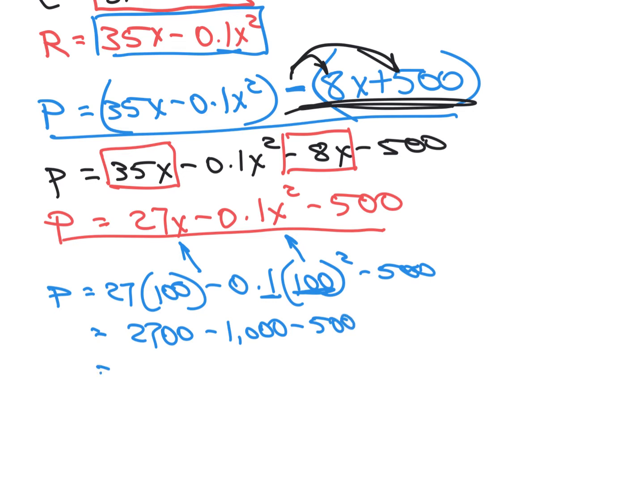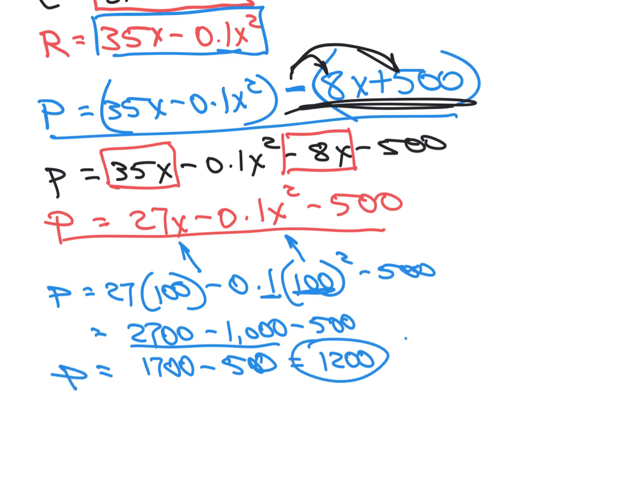Now we can combine these. 2,700 minus 1,000 is 1,700, minus 500 equals 1,200. So the profit, P, is $1,200 when we sell 100 copies. And remember, that 100 came from the story problem itself. How much money will the company make if they produce and sell 100 copies? So that's example 11. All right, let's jump to multiplying polynomials.